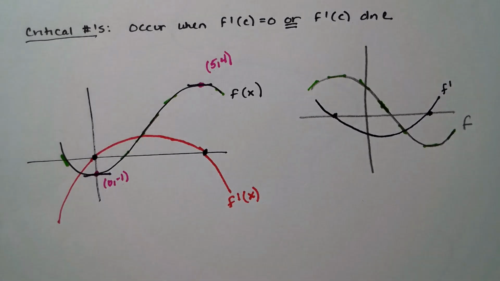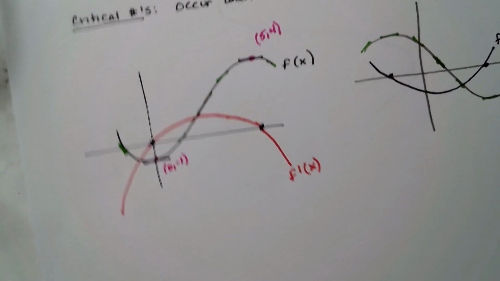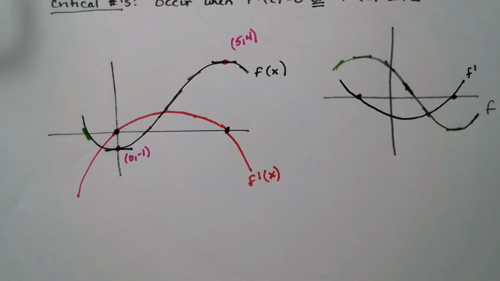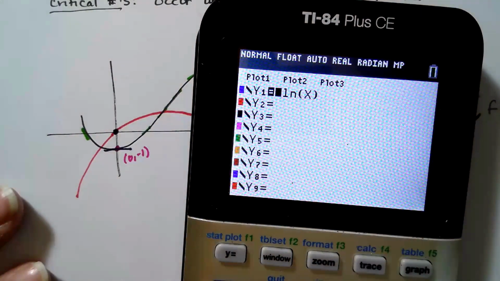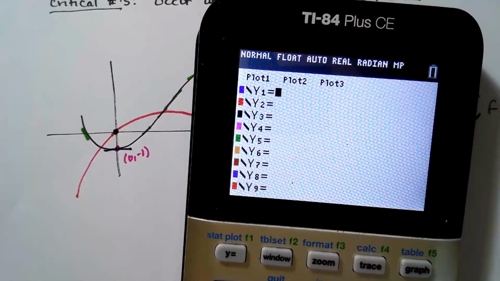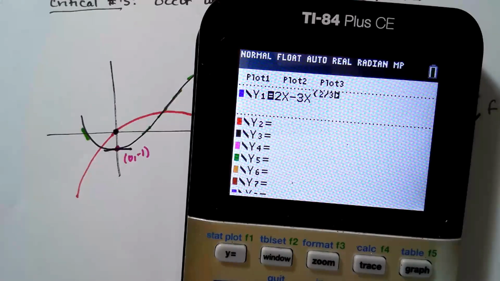Now, I do want to show you on the calculator. Let's see, I think I have enough of a charge I can take it off the charger. So let's put in the function. One of the functions in the homework section, but it was even, so I didn't assign it, was 2x minus 3x to the 2/3 power. So this is problem number 4 on page 116.